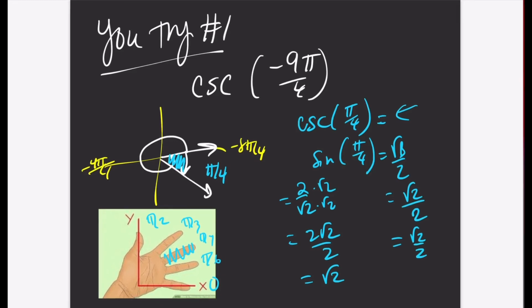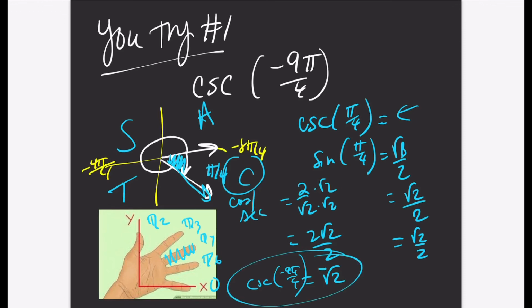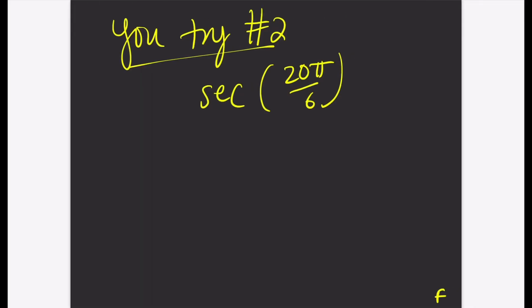Last thing to do, you have to check your sign. So the angle landed in the fourth quadrant, so it's all students take calculus, so only cosine and secant are positive. That's making this answer negative square root of 2. Now go ahead and try the last problem, pause the video, and then come back.